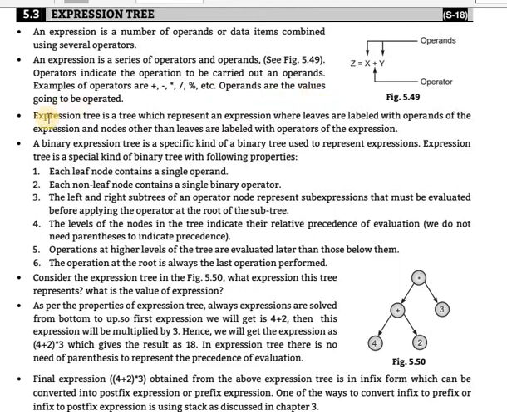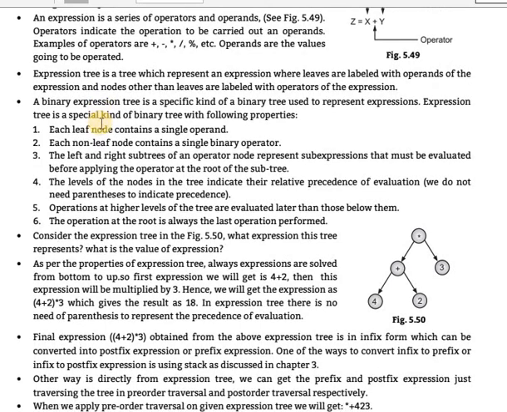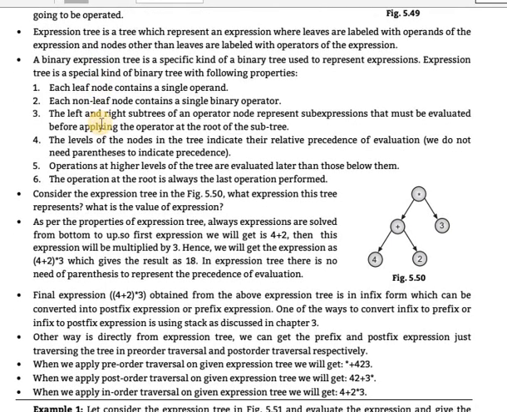And operands are the values going to be operated. Okay, after that, an expression tree is a tree which represents an expression, where leaves are labeled with the operands of the expression and the other nodes are labeled with the operators of that expression. A binary expression tree is a special kind of binary tree used to represent the expression. An expression tree is a special kind of binary tree which has the following properties.